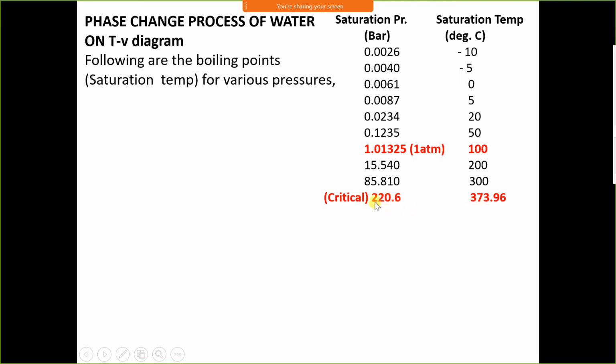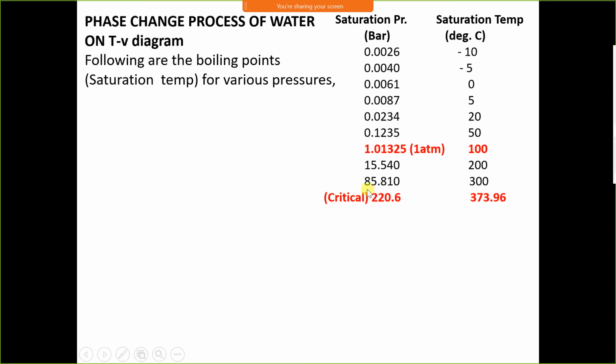This is called the critical point. At the critical point, water directly converts into vapor without boiling. Remember, water directly converts into vapor without boiling at critical condition. Critical pressure is 220.6 bar and temperature 373.96.